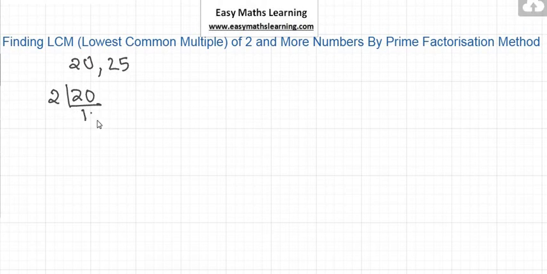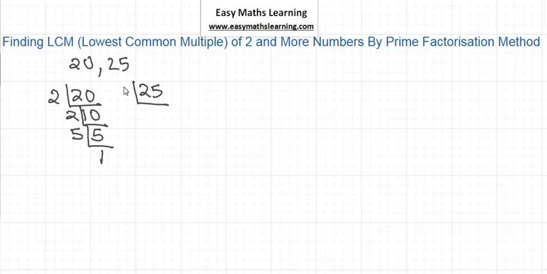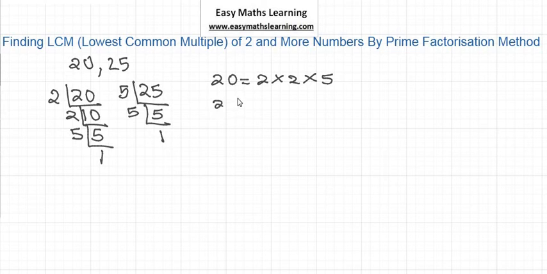20 divided by 2 is 10. I again divide by 2. I get 5. Now 5 is a direct multiple of 5, so I write 5. Now 25. 25 is an odd number and is a direct multiple of 5, so I divide by 5. I again divide by 5. I get 1. Now I write them in product form of prime factors. So 20 can be written as 2 times 2 times 5, and 25 can be written as 5 times 5.